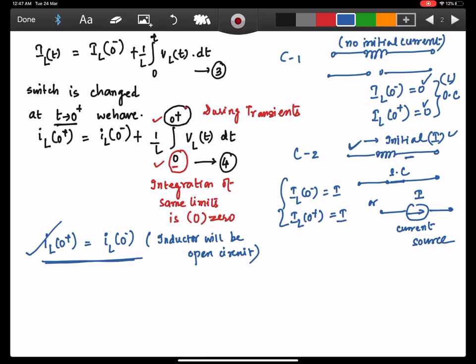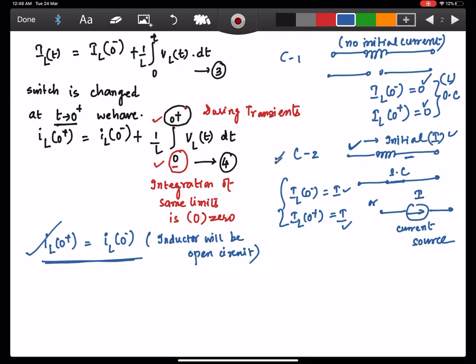Let us say we have an initial current I. Where does it come from? Suppose an inductor is connected to a source and is already energized, and it is suddenly removed from the source. At that point your circuit will have an initial current I. So just before switching we have a value of I, and after switching also we will have a value of I, so your inductor will behave as a short circuit and behave as a current source. This particular point is very important.